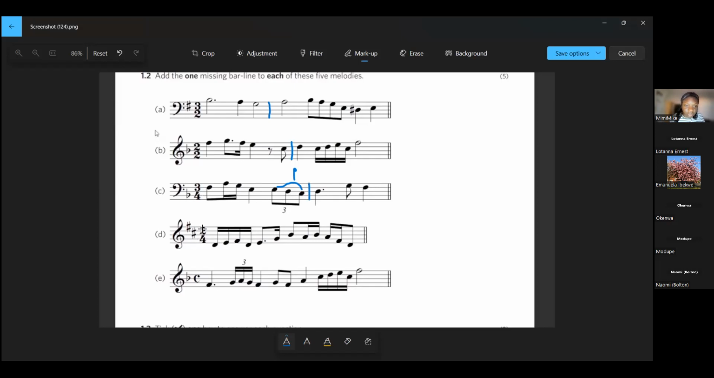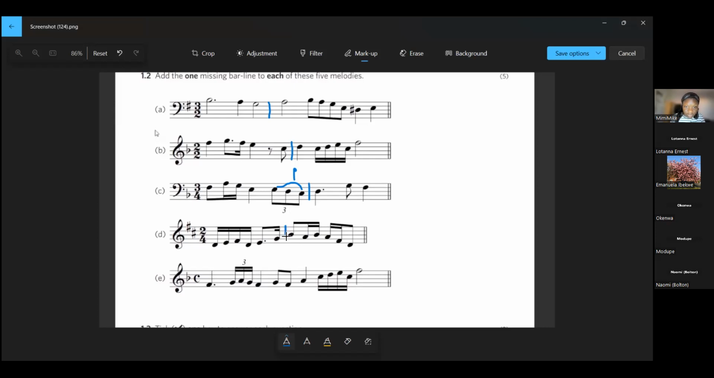So the next one, 2/4, means 2 crochet beats in a bar. The first one here is 2 quavers. This is the third quaver. So 2 quavers is equal to 1 crochet, right? This is another quaver, a dotted quaver. So this is like 1.5 quaver plus another one, and this is 1 crochet again. So your bar line would be here.